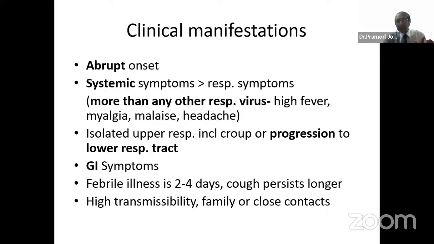And remember, influenza is the father of all the influenza-like illnesses. Okay, and isolated upper respiratory infection can occur, and it can also change the voice leading to croup, or progression to the lower respiratory tract can occur, as I told you in the case where there was ARDS. And as I told you, being a viral illness, it could be associated with GI symptoms also. So it's a generalized disease, but more of a systemic disease. Okay, and it's a febrile illness of about 2 to 4 days, and the cough will persist a little longer. And as I told you, it has high transmissibility to the family or close contacts.